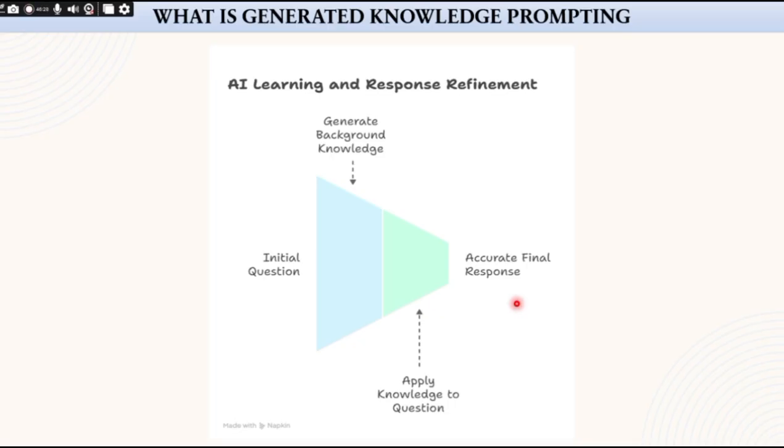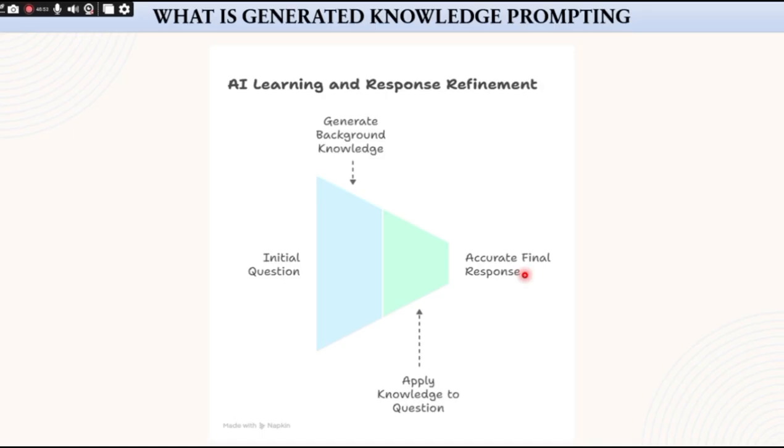So, now what is generated knowledge prompting? Generated knowledge prompting is a two-step prompting method where the AI model first generates useful background information, facts, definitions, or context, and then uses that generated knowledge to answer the final question.